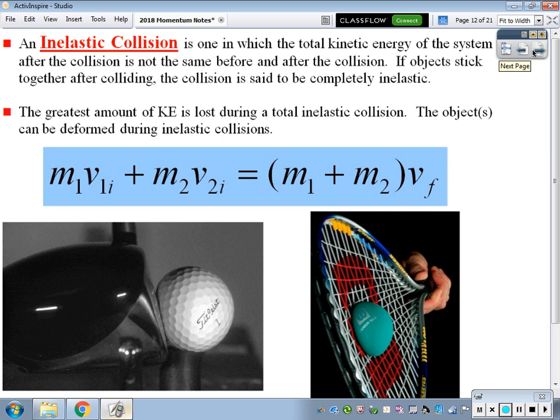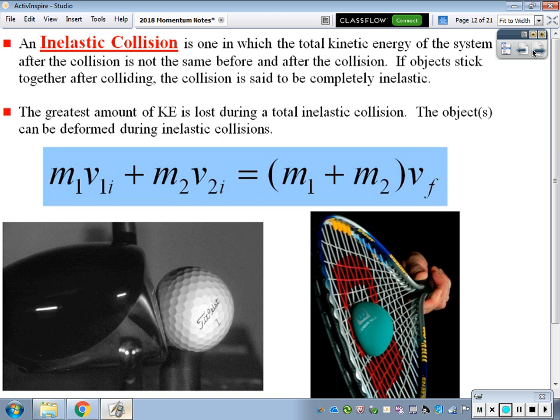And an inelastic collision, okay, is defined as one in which the total kinetic energy of the system after the collision is not the same as it is before. Okay? What we will find is a very specific type of inelastic collision that we will talk about in the context of this class in our very quick momentum and collision unit. And that is, when they stick together, we call that a complete inelastic or sometimes a total inelastic collision.